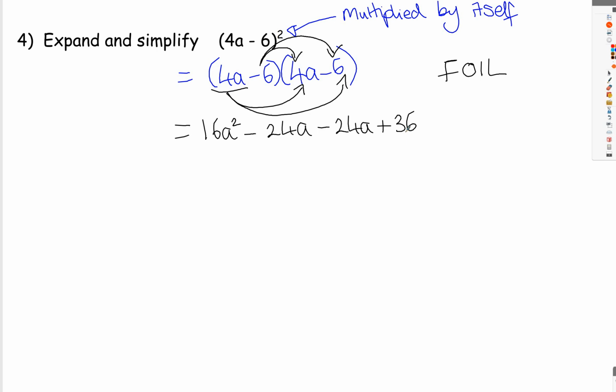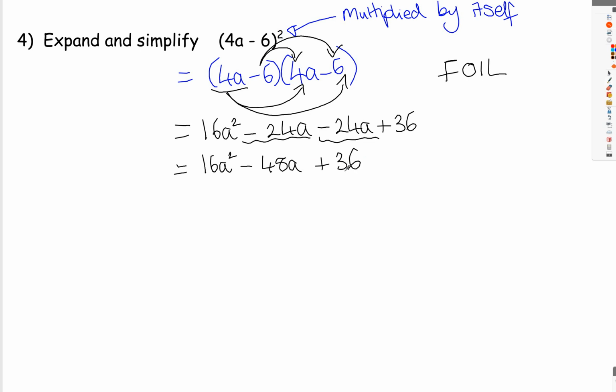Be careful of your signs in this question. Okay, remember that if the signs are the same, it's positive. If the signs are different, it's a negative. Now we need to simplify. So 16a squared is as it is, as there's no like term in this expression. Minus 24a and minus 24a are like terms, so we can collect those together and simplify. That gives you minus 48a and then plus 36.